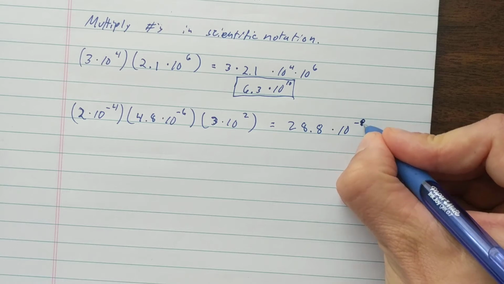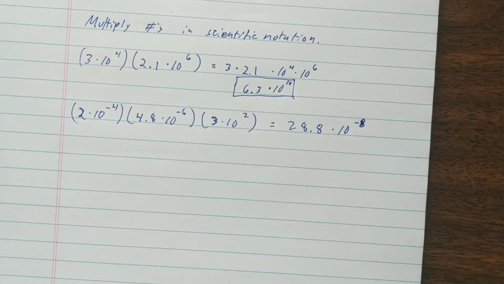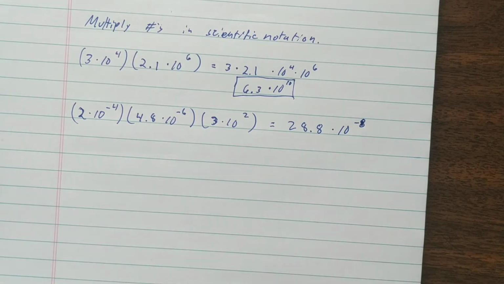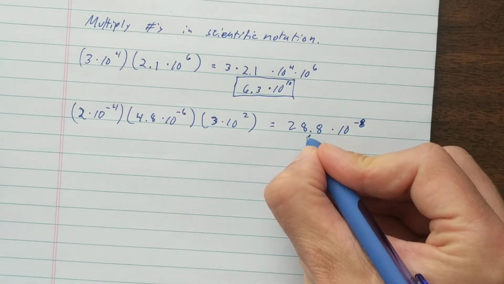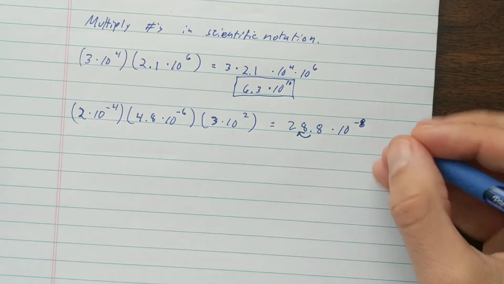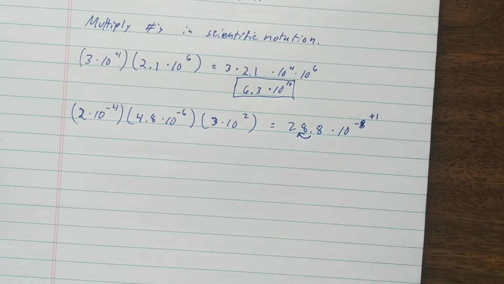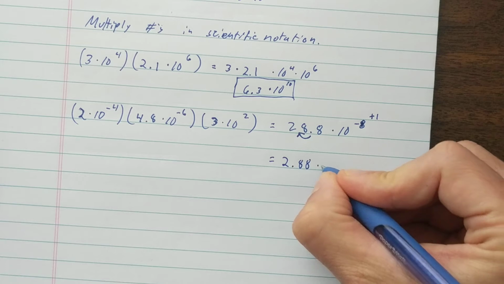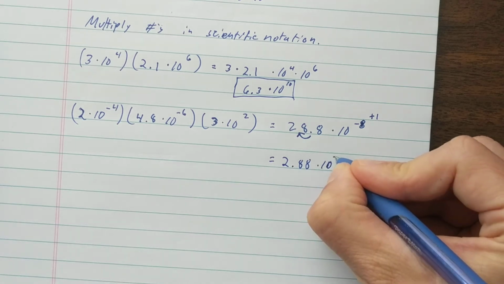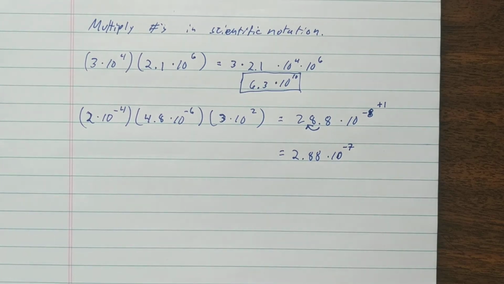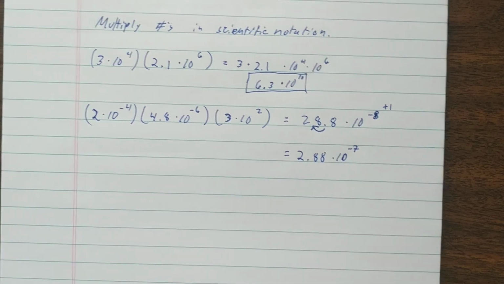Problem is that this is not in scientific notation because 28.8 is not in between my 1 and my 10. So I actually need to move this decimal place 1 place over. But we notice since I'm moving it to my left, I need to add 1. So in fact, my answer is 2.88 times 10 to the negative 7th. And so that's how you multiply scientific numbers. Let's go on to division.